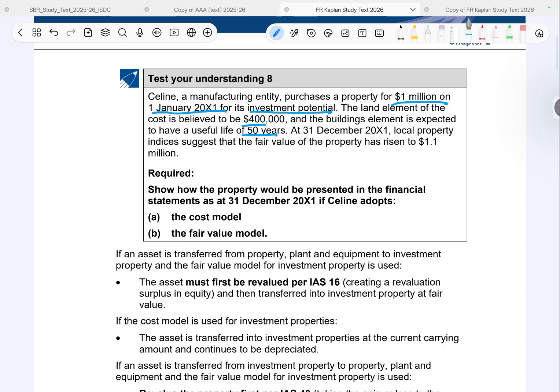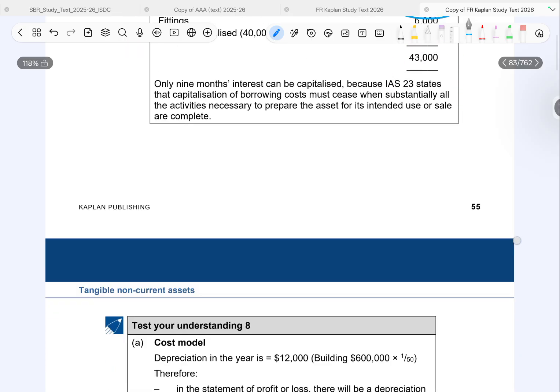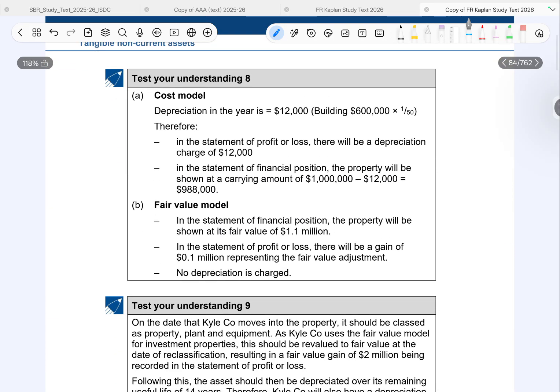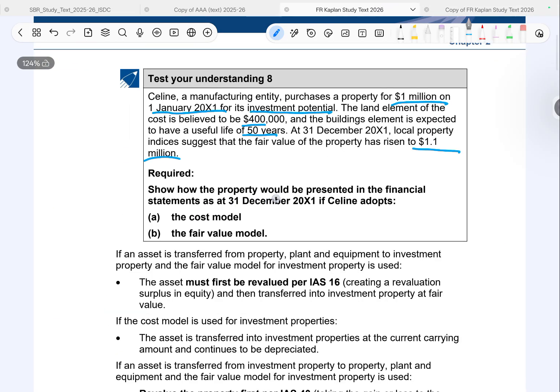At 31st December, the local property indices suggest that the fair value of the property has risen to 1.1 million. So I'm going to open the solution for this sum. What do we have to do? We have to show how the property would be presented in the financial statements as at 31st December if Celine adopts the cost model and the fair value model. We'll have to show both the models.